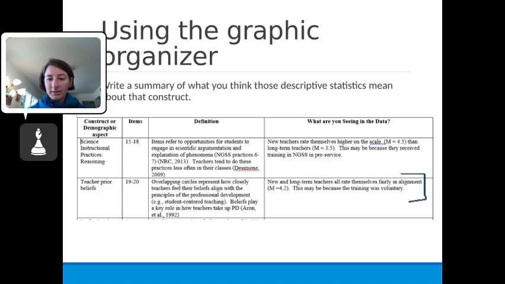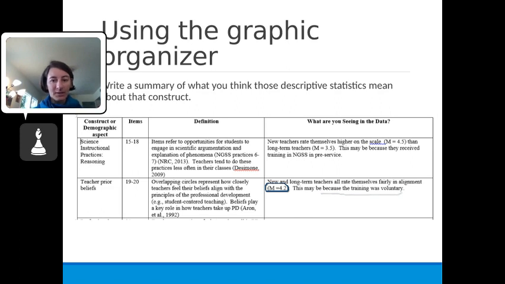Here's another analysis. New and long-term teachers all rate themselves fairly in alignment with this construct, teacher prior beliefs. M equals 4.2 for both. That may be because the training was voluntary, right? So again, I give an idea of what I might be seeing, why I might be seeing that. Again, I should have cited the literature, and I give the mean here.